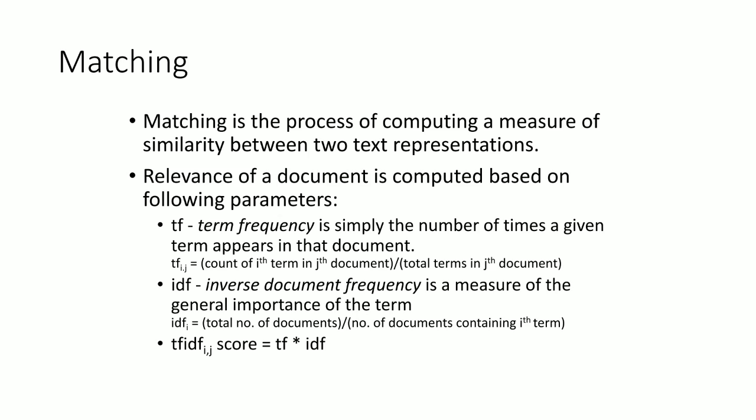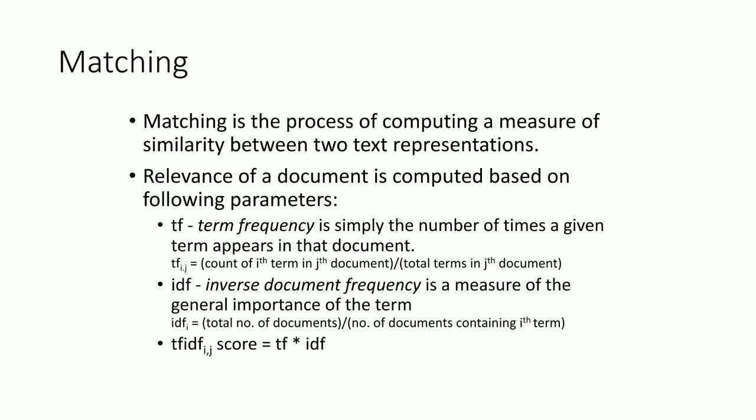So how do we match the terms with the documents? Here a matching formula is used, and with the help of that formula the terms get matched with the particular documents. From that we can easily find out the relevancy of the term with the documents. Matching is the process of computing a measure of similarity between two text representations. The relevance of a document is computed based on the following parameters.